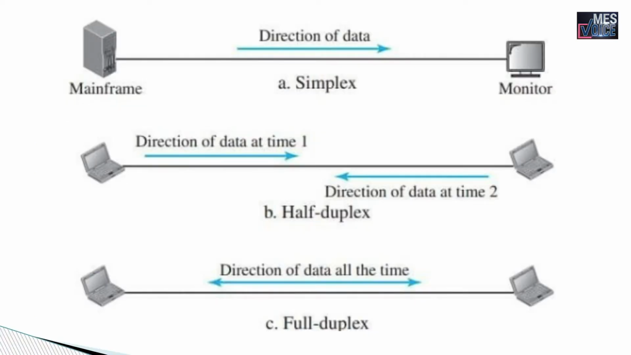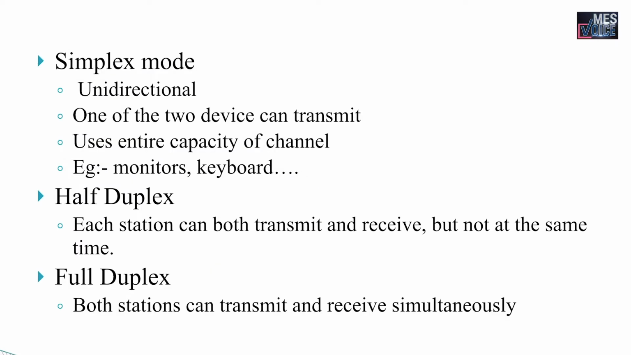Data flow. The data flow from the sender to the receiver can be in any of these 3 various types. The first one is simplex, the second one is half duplex, and the third one is full duplex. Simplex mode of communication is unidirectional. That is, only one of the devices can transmit at a time. In this case, it uses the entire capacity of the channel. Examples of simplex mode of communication are monitors, keyboard, etc.